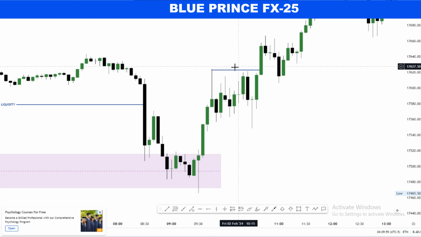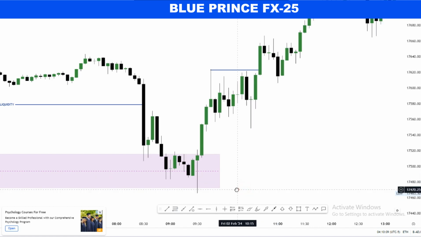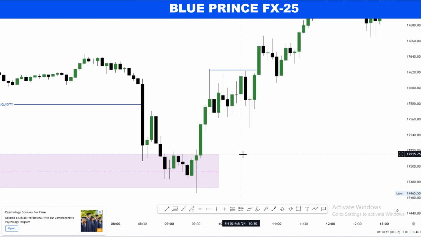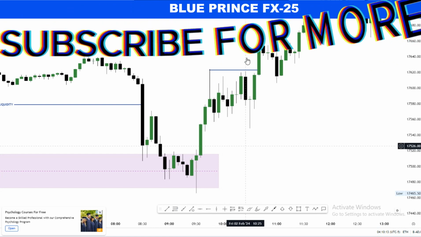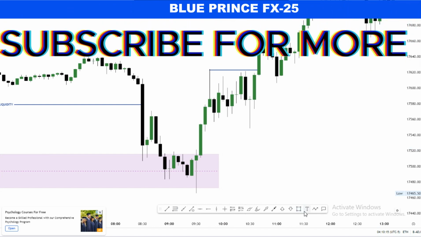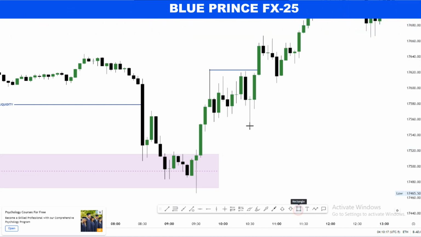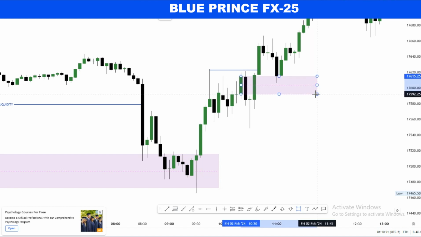So when we see this market structure shift, we look between the leg of this low and this high. So what is our mitigation block? Our mitigation block will be the last up candle before this break of structure. So we have this as our mitigation candle, right? It's our last up candle before this low was made, right?